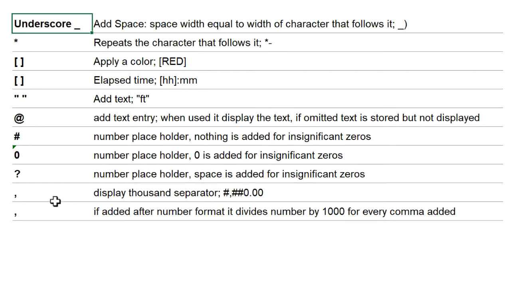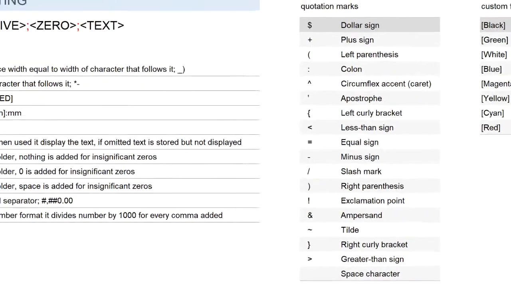So the way to do that is to add 2 commas to get a million at the end of the number here after this 0. Okay, so these are the code elements that we're going to use in designing our custom format.